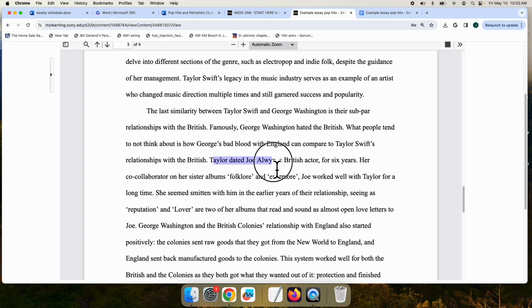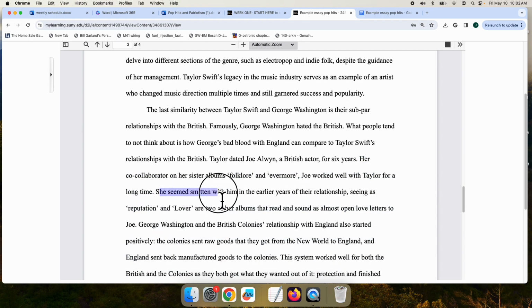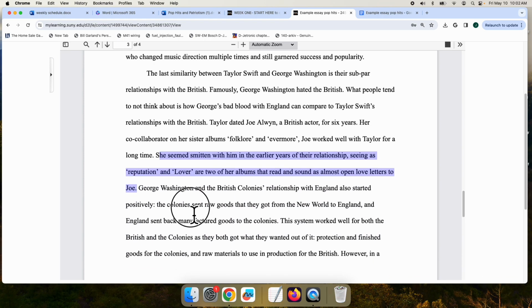Taylor dated Joe Alwyn, a British actor, for 6 years. Her co-collaborator on her sister albums, Folklore and Evermore, Joe worked well with Taylor for a long time. She seemed smitten with him in the early years of the relationship, seeing as Reputation and Lover are two of her albums that read and sound almost like open love letters to Joe.